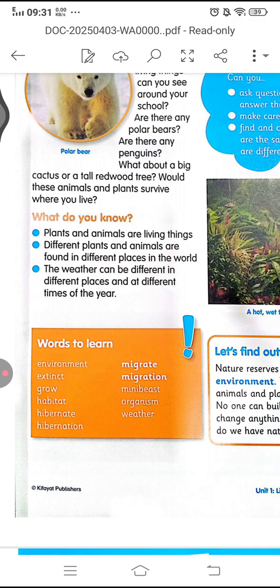What do you know? Plants and animals are living things? Yes, they are living things. Different animals and plants are found in different places in the world. Why? Because that place or that atmosphere is suitable for their life. That's why they are found there. And the weather can be different in different places and at different times of the year. Weather is the condition of the atmosphere that is different. Somewhere in the world there is hot weather, somewhere moisture, somewhere cold weather, very cold weather.